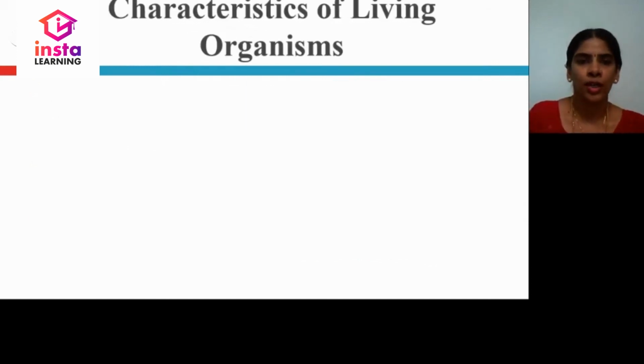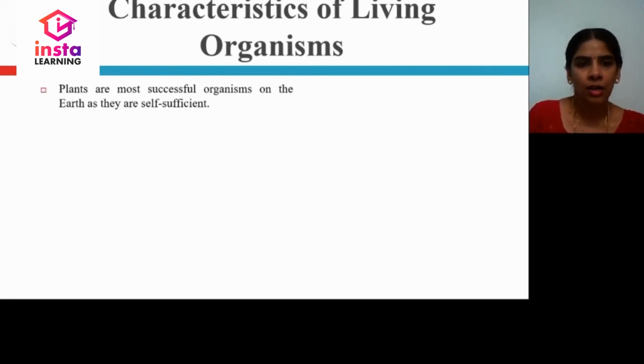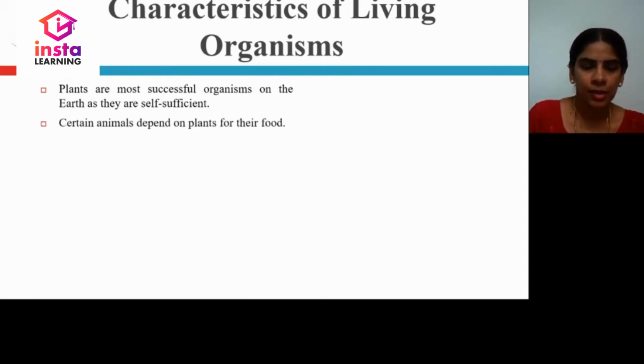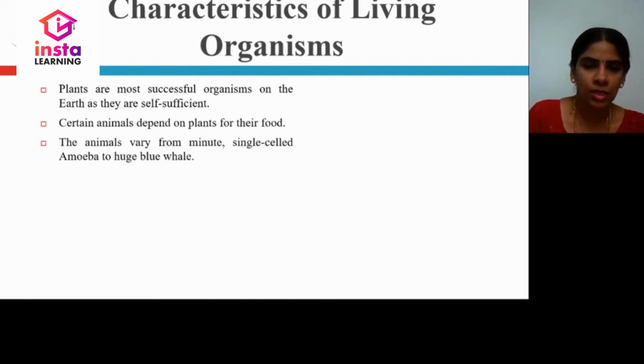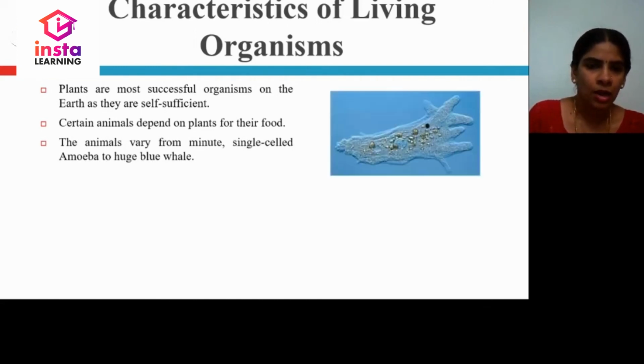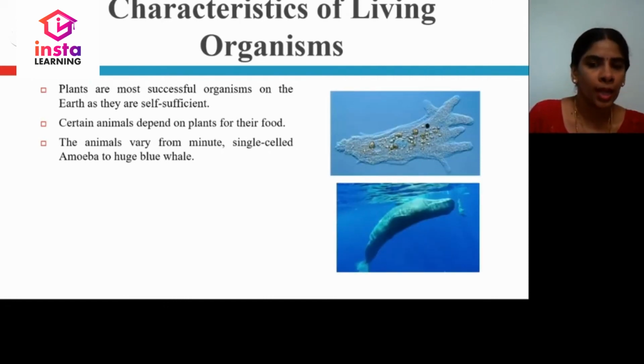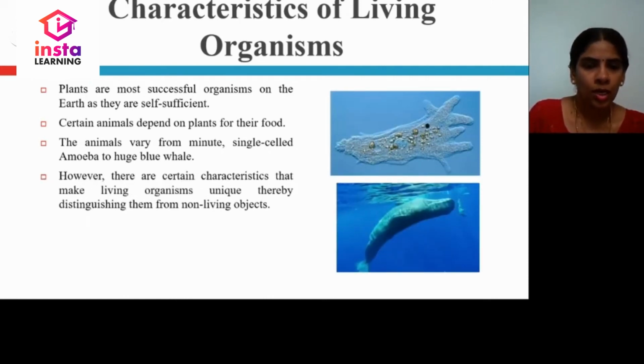Characteristics of living organisms. Plants are the most successful organisms on the earth as they are self-sufficient. Certain animals depend on plants for their food. Animals vary from the minute single-celled, that is unicellular, amoeba, to the huge blue whale. However, there are certain characteristics that make living organisms unique, that is special. Thereby we can distinguish living organisms from non-living objects.